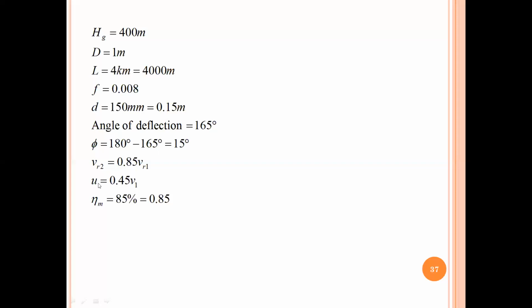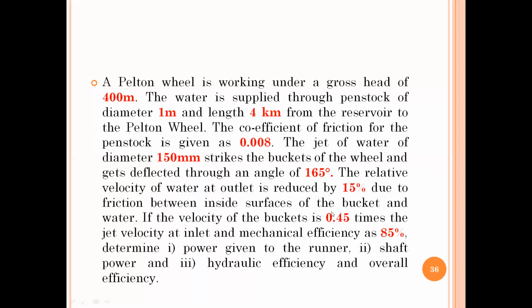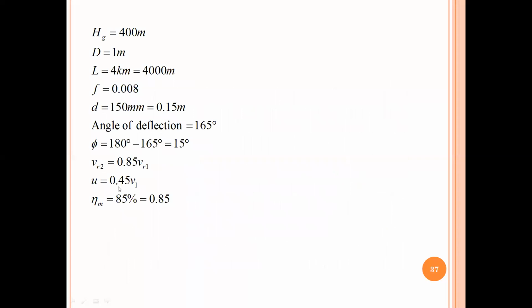And again, the relationship is given. The velocity of the bucket is equal to 0.45 times the velocity of the jet. So I've written down here U is equal to 0.45, and I've also given you the mechanical efficiency, that is equal to 85%. Your mechanical efficiency, if you remember from your previous classes, is equal to your shaft power divided by your runner power. The runner power is the input, the shaft power is the output.